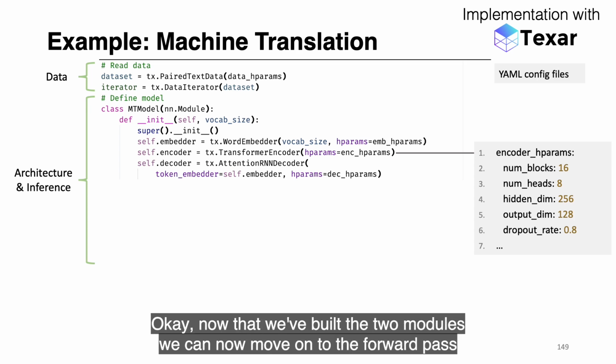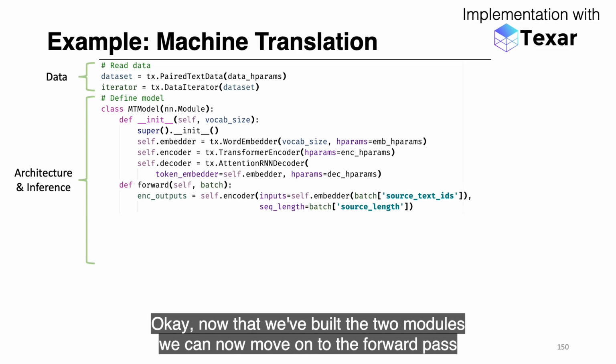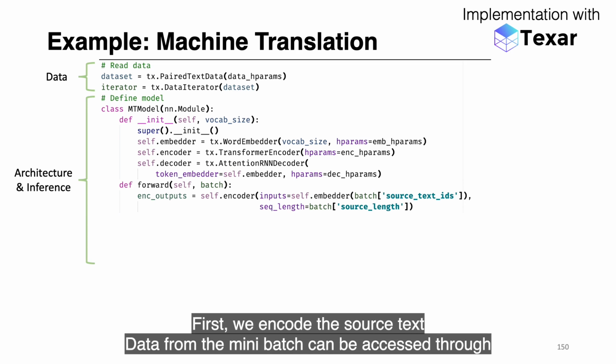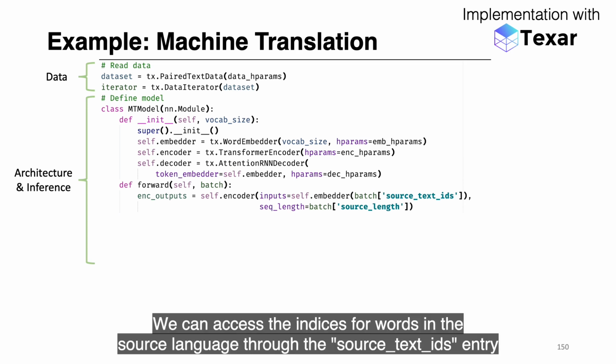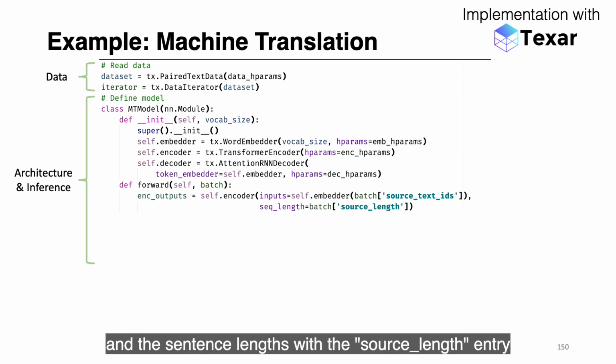Okay, now that we've built the 2 modules, we can now move on to the forward pass. First, we encode the source text. Data from the mini batch can be accessed through this batch dictionary. We can access the indices for words in the source language through the source text IDs entry, and the sentence lengths through the source length entry.